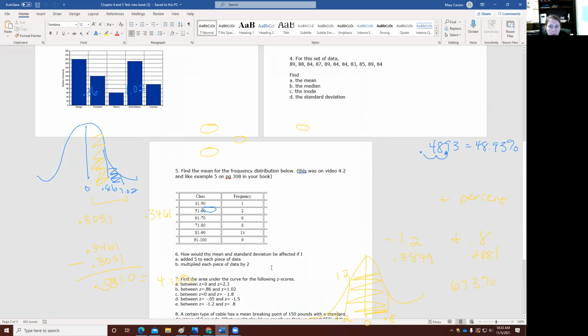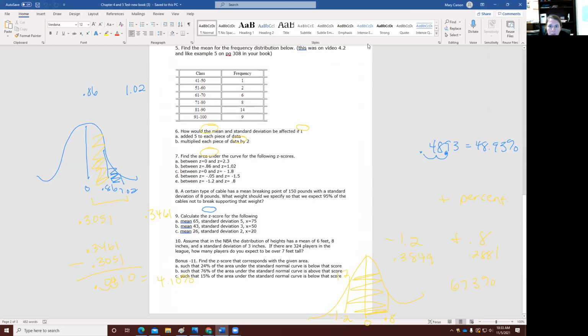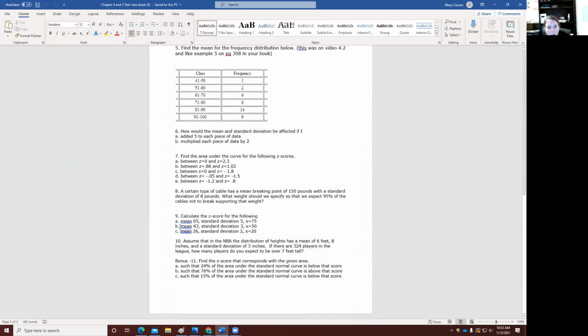Okay. All right, our next question is still dealing with z-scores, so let's take a look at that. It's actually using the empirical rule. There are drawings. All right, number 8. A certain type of cable has a mean breaking point of 150 pounds. So the mean here is 150 pounds. Our standard deviation is 8 pounds. What weight should we specify so that 95% of the cables do not break supporting them?